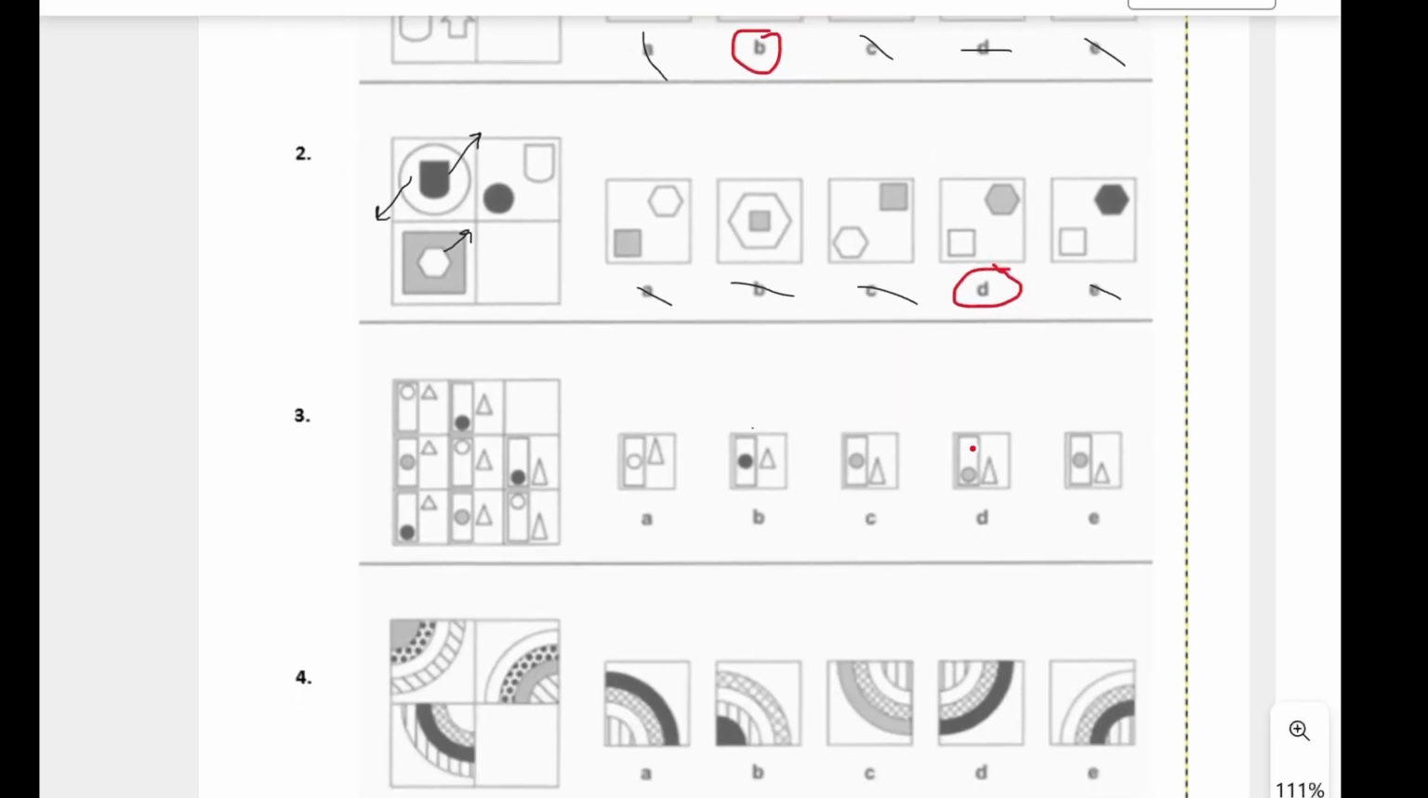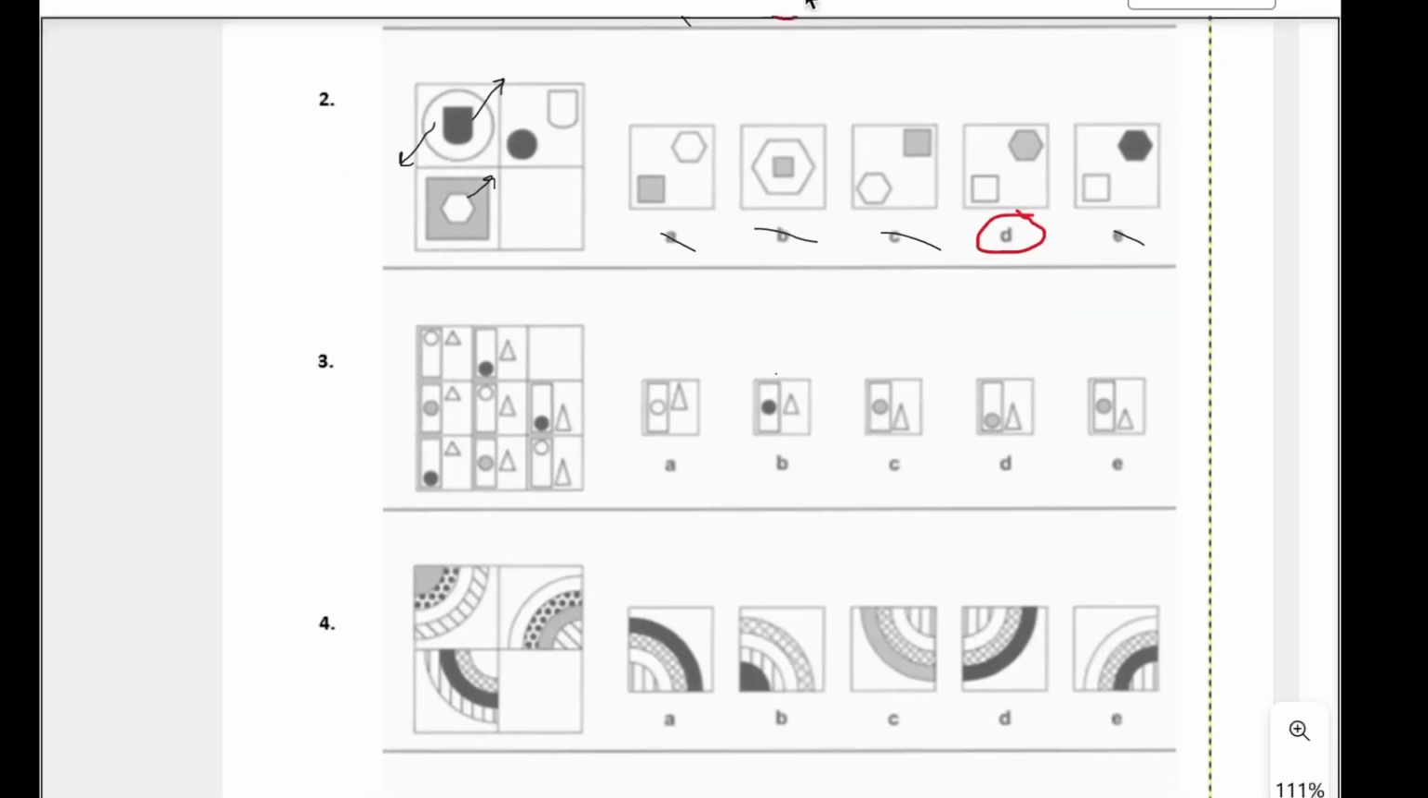Nice. Question number 3. So in each one for question 3, let's try and find the pattern this way. In this little rectangle here, we know that every space is taken up.